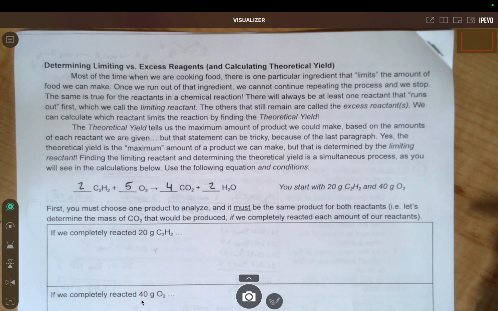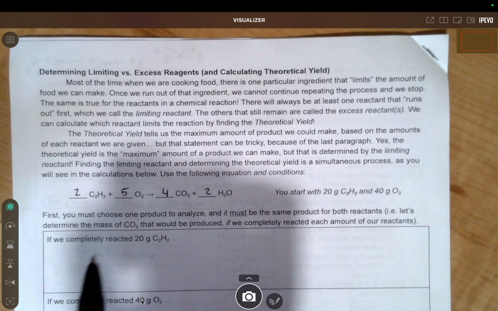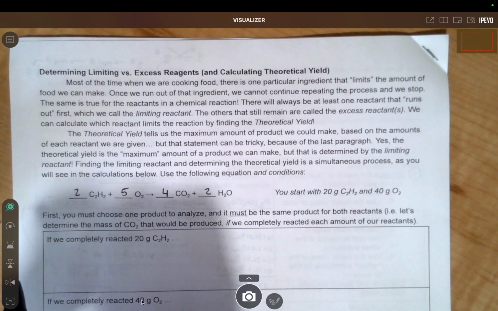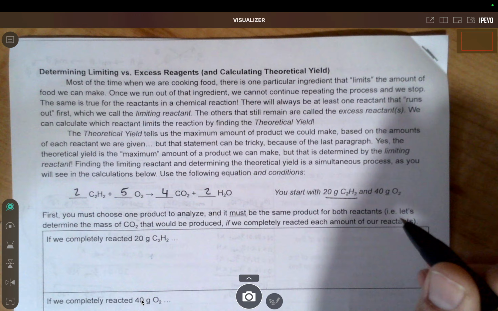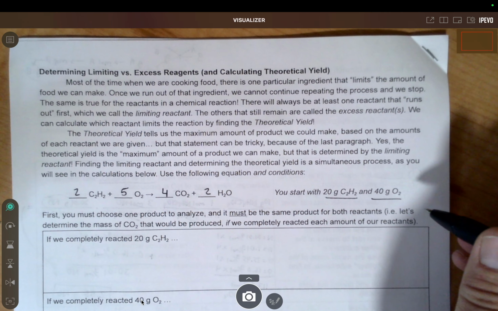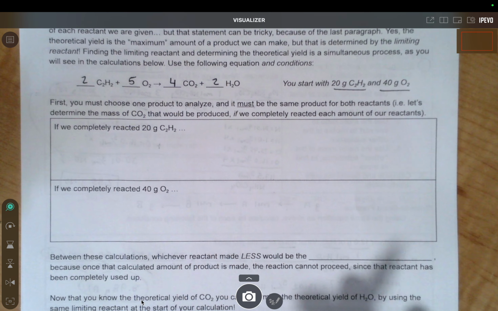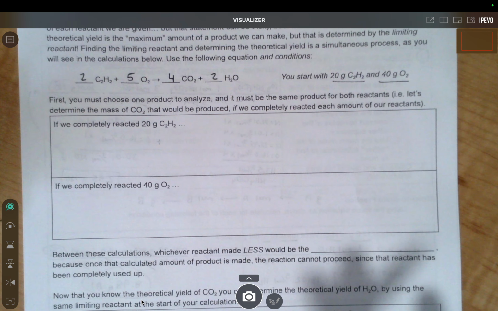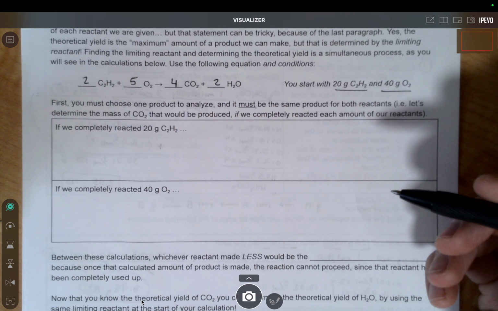Now let's do some stoichiometry. The theoretical yield tells us the maximum amount of product we can make based on the amounts of reactant we are given. So here we go. We start with 20 grams of ethyne and 40 grams of oxygen. Who's limiting the reaction? Well, let's find out. And I got some news for you. There are 13 different ways that you can actually calculate this. Maybe not exactly 13, but there are so many ways that you can mathematically prove your answer. And it's up to you how you want to do it, just as long as you're doing the math correctly. I'm going to show you a few ways here.